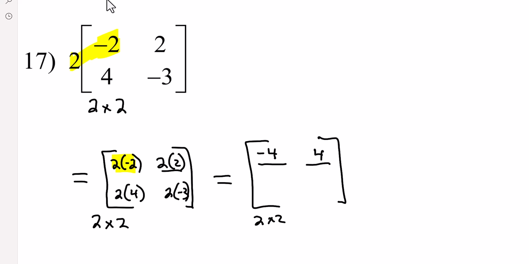So negative 4 for the upper left, positive 4 for the upper right. 2 times 4 is 8 for the lower left. 2 times negative 3 is negative 6. And that's the answer.